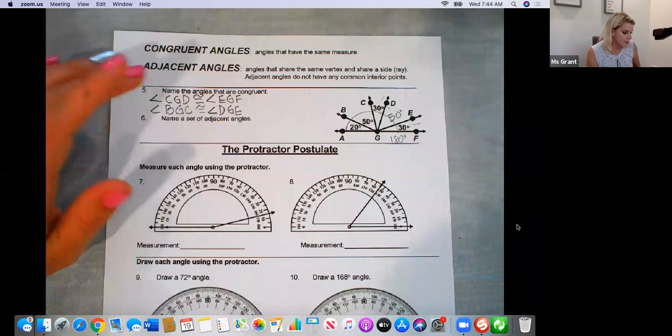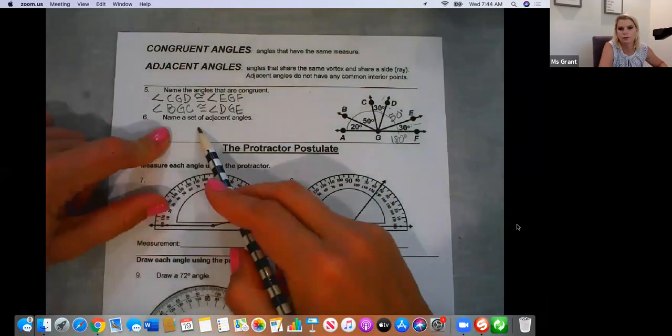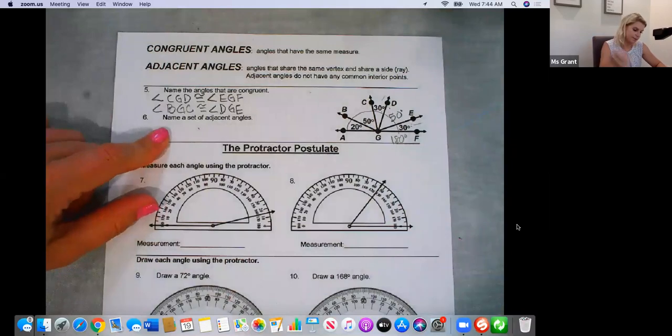Okay. Number 6, just name a set. Don't name all the sets because there's tons of adjacent angles here. I just need one example of an adjacent angle. So if you already volunteered a lot this week, take a break. Okay, who can I? Arian, you're good. Arian, give me an adjacent.